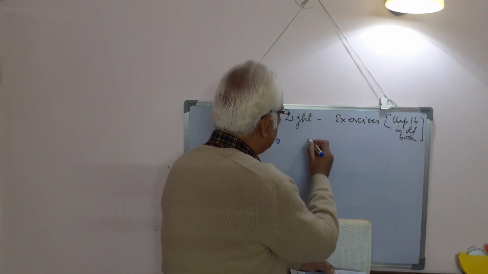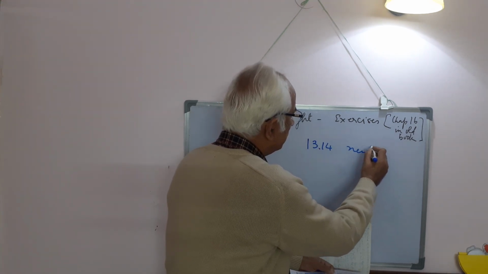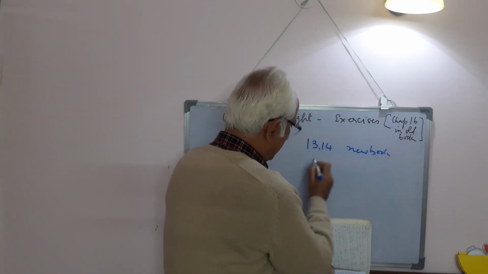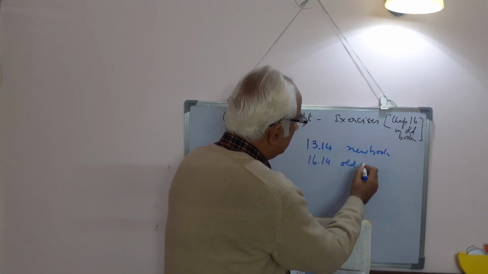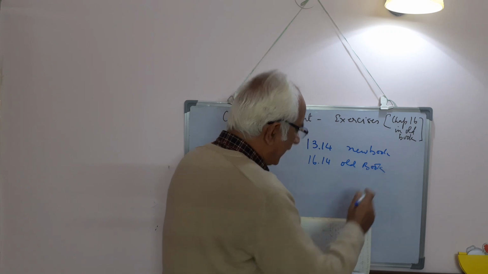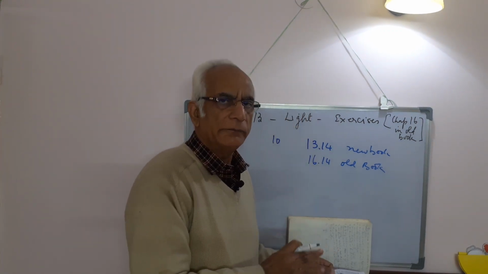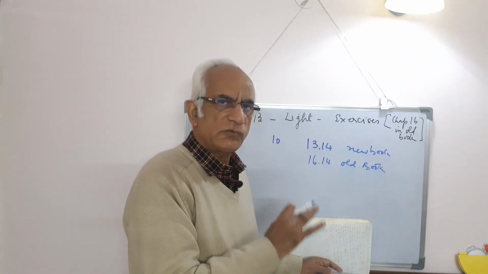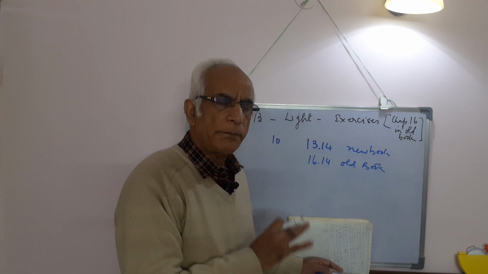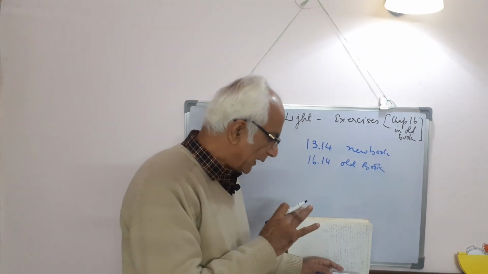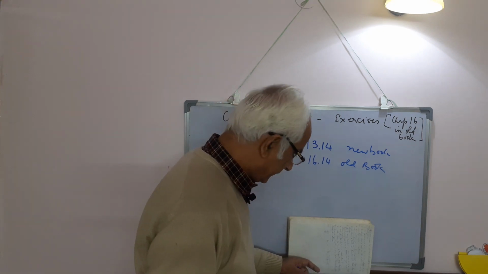The picture number is 13.14 in the new book and 16.14 in the old book. There the picture of the eye is given. You will have to do some practice to draw that correctly and remember which part is where. So this is a question of doing some practice. Once you practice, you can draw the eye almost correctly.